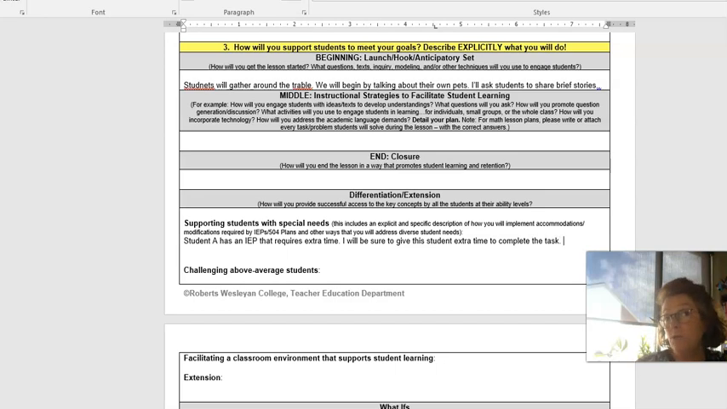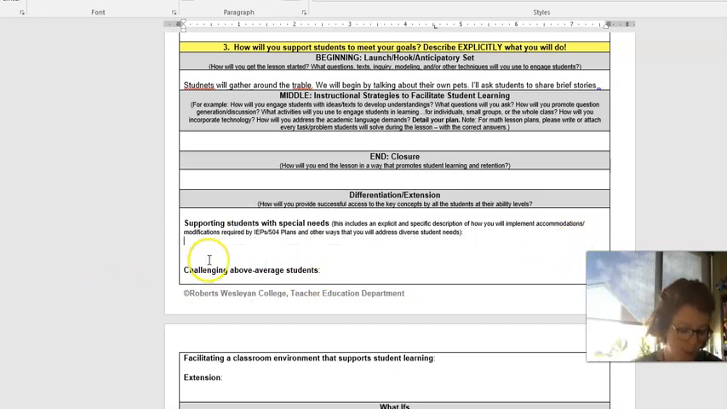Some students need things read to them. Some students need maybe a different location. Whatever it is, you must put it in here. If none of your students have an IEP, then you're going to say no IEPs. That's great. That's easy. No IEPs.